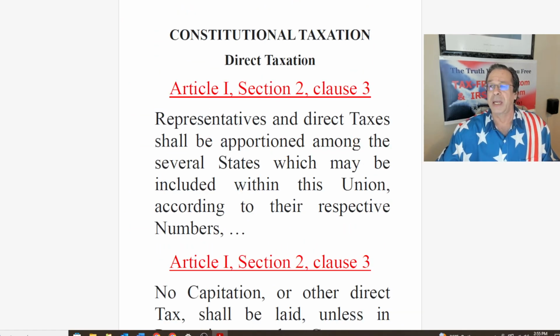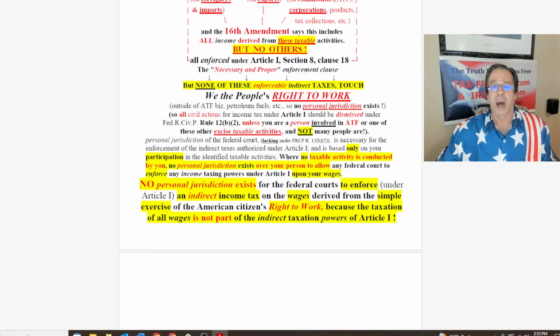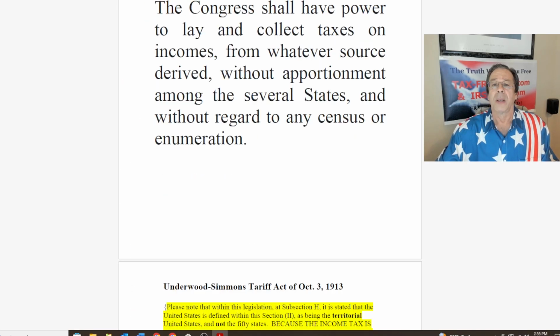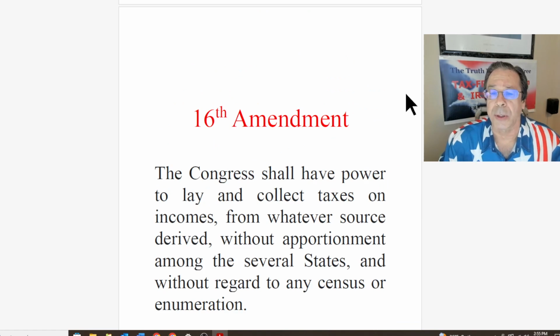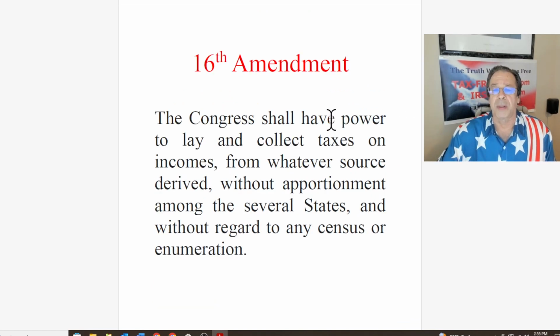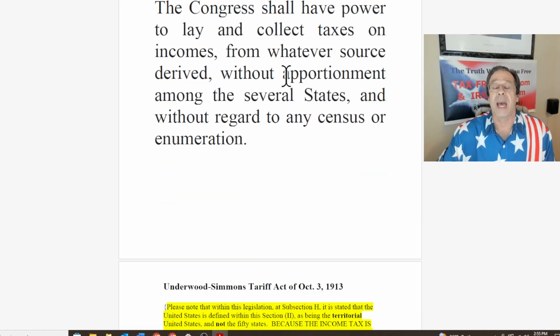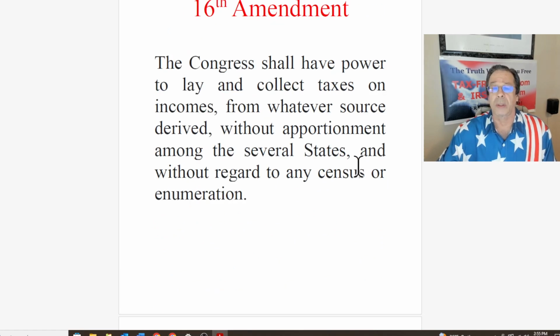This was never changed. So, in part one, we saw how the Constitution was originally set up. We saw that the 16th Amendment doesn't do anything at all that can happen in the courts.